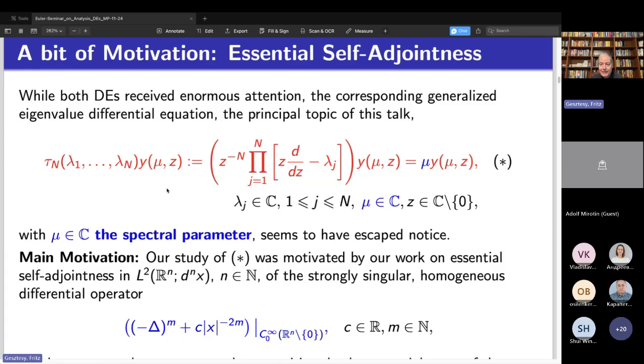Well, we were led to a study of this generalized eigenvalue differential equation because we were interested in essential self-adjointness properties in L2 of Rn in n dimensions of the following strongly singular homogeneous differential operator. And now I'm using homogeneous with respect to x. So you see you have a power of the Laplacian, m is in N, and you add a strongly singular potential term if you want. And it's homogeneous, so this has dimension minus 2m, and of course this has dimension minus 2m.